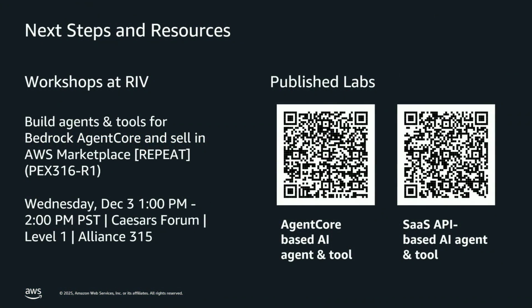What we've got in terms of next steps is a couple of workshops if you'd like to get involved and build an agent yourself and then sell it on AWS Marketplace. We've got a session tomorrow that starts at 1 p.m. till 2 p.m. in Caesars Forum. There are also some published labs as well. So we've got Agent Core based on AI agent and tools. And we've also got a lab if you want to do a SaaS model as well: SaaS with API-based AI agent and tools. If you're looking to get involved in these and you've got something you want to take to market, I encourage you to look at the labs, and you can follow through and publish those.